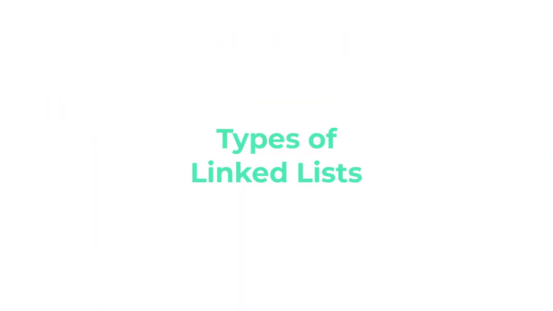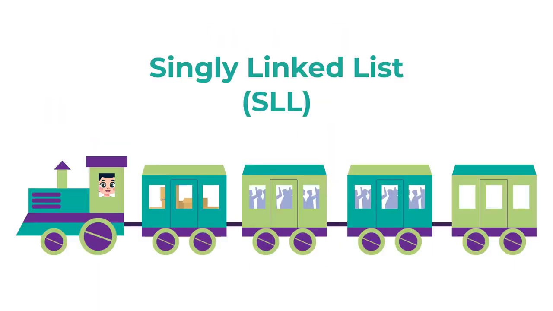Now, there are different types of linked lists. The first one is the singly linked list, or the SLL. Let's take a look as to how this works in our train. Let's say this is you, and right now you are in the engine room. You are currently accessing the entry point of the linked list, which is the head. You then go ahead and access the next node, which is the next train car.